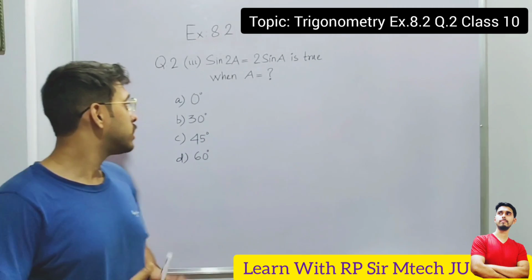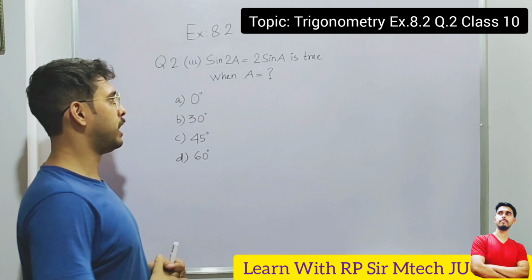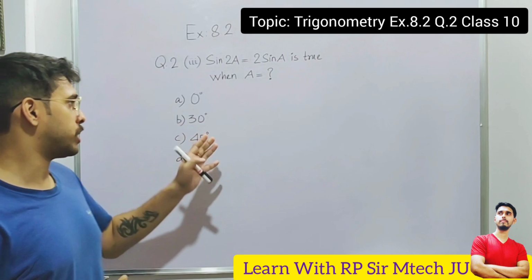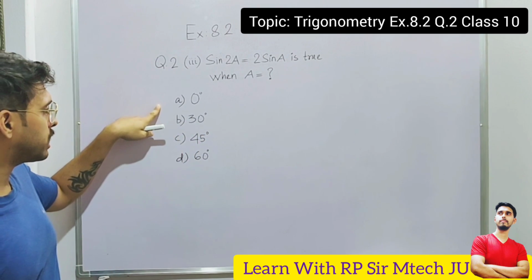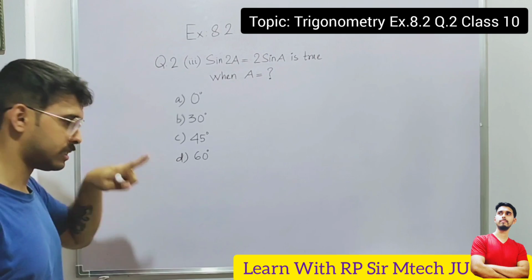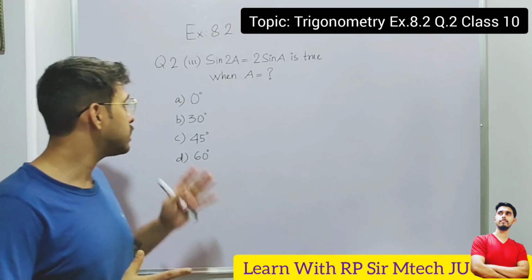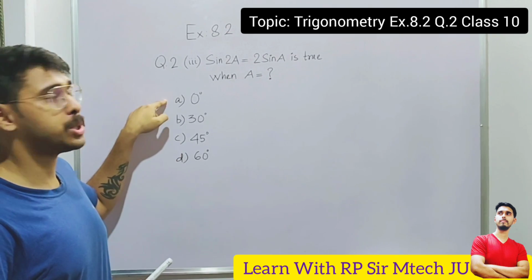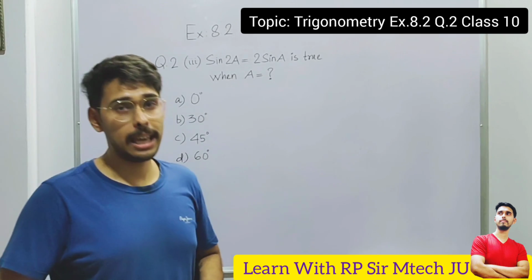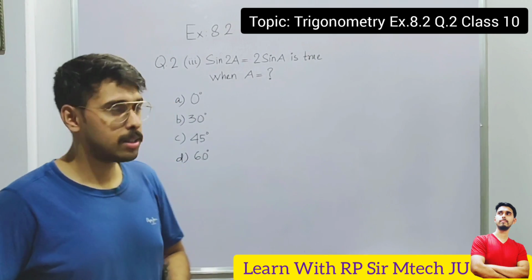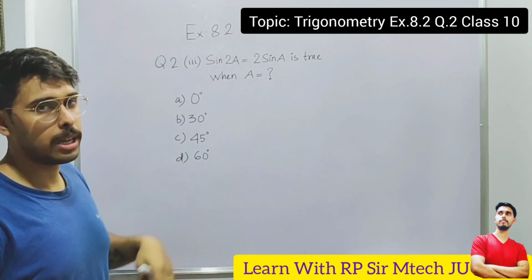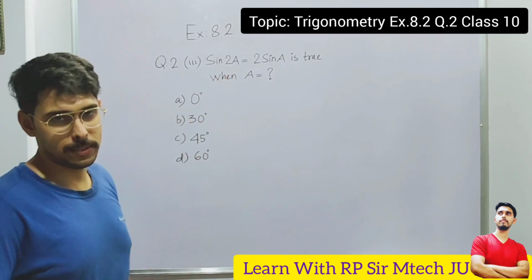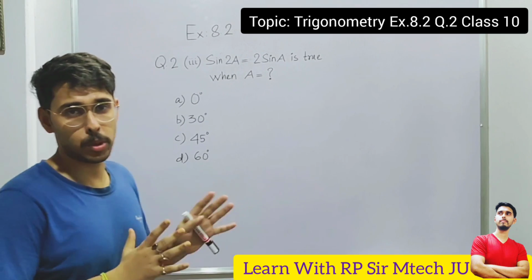So this is your third question. Sin 2a equals 2 sin a is true when a equals question mark. And your options are 0 degree, 30 degree, 45 degree, 60 degree. Now, in order to answer this kind of question, the easiest way is to pick one of the options and check with the question if that is giving you the correct value or not. And if not, then go for the next one. It won't take a long time, and this is the best possible way.